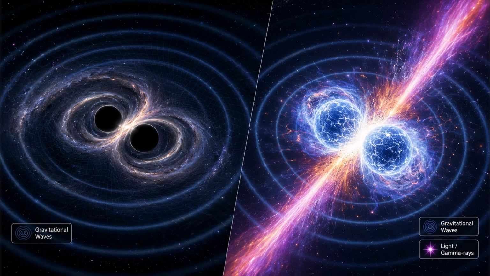Neutron star collisions can also produce gravitational waves. These events may also produce light, gamma rays, and heavy elements. Gravitational waves let us listen to the collisions of massive objects.